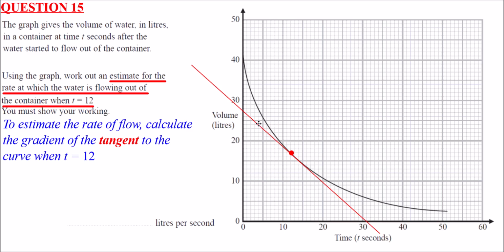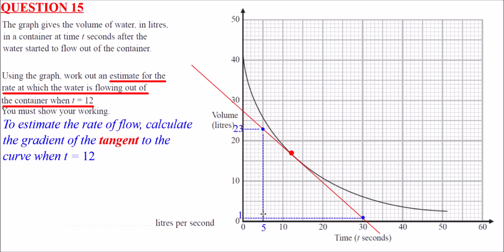Now we've drawn the tangent, we need to pick 2 points on the tangent that we can work out the gradient from. So my 2 points will likely be different from your 2 points, and that's fine. But the 2 points I'm picking are these two here. So this point is when t is 5 and the volume is 23, and that one here is where the time is 30 seconds and the volume is 1 litre. So just label along these points clearly.